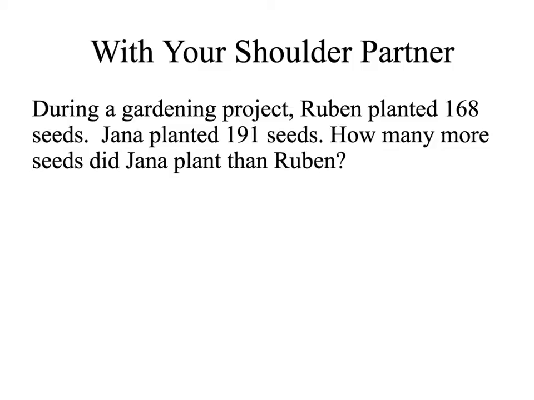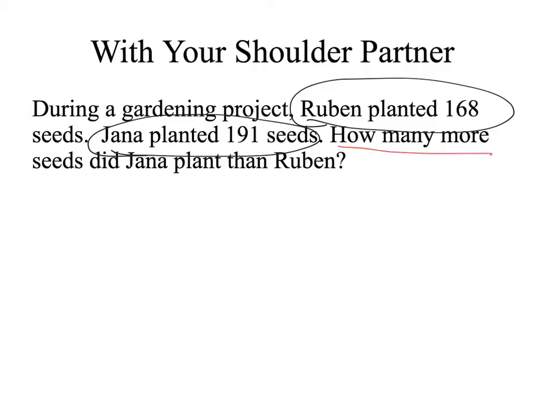So when solving this problem, you need to first circle the key numbers. The key numbers in this particular problem are Reuben planted 168 seeds, Jana planted 191 seeds. Then we're going to underline the question. The question says, how many more seeds did Jana plant than Reuben? We're going to then box any keywords. Well, the keywords are how many more. And we're going to evaluate that statement: how many more tells us that we need to subtract.